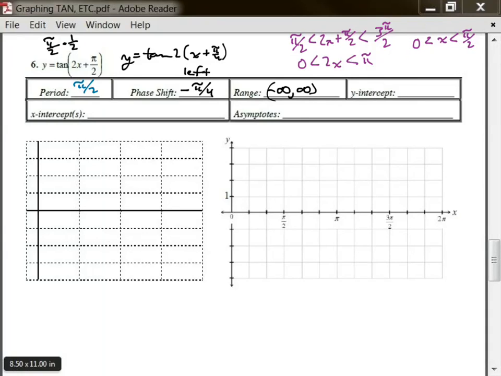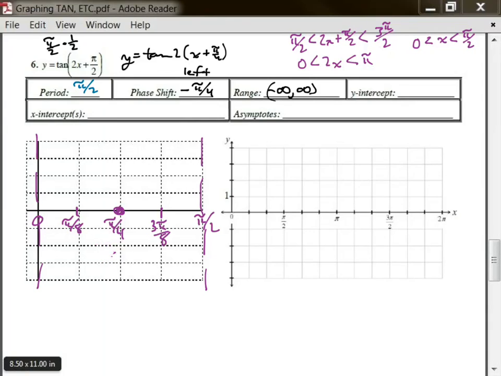And so I'm going to go ahead and put my first asymptote right there. It doesn't always have to be 0. If you get something else, you can put something else there. And then pi over 2 right here. So these are my asymptotes, which means right here is my x-intercept. The x-intercept, that's the middle. So the middle of 0 and pi over 2 is going to be pi over 4. This x and this x are important. That's going to be pi over 8, and this would be 3 pi over 8.